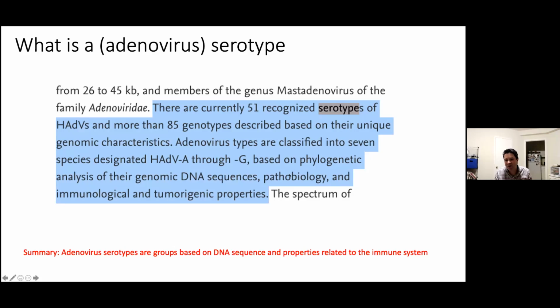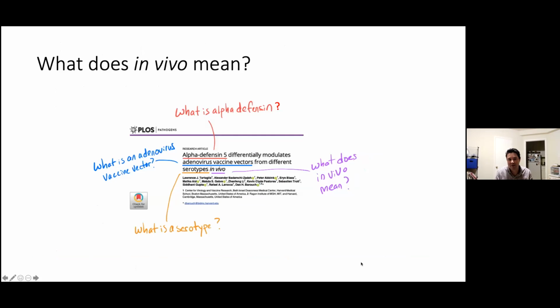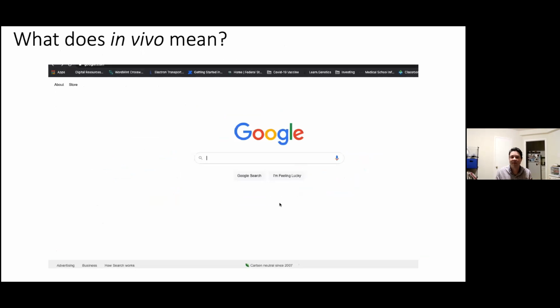And pathobiology, that might sound a little confusing, but you do know what DNA sequences are, and you have heard of the immune system before. So we can say that adenovirus serotypes are grouped based on DNA sequences and properties related to the immune system. And that's enough information for us to understand what a serotype is. And then the last question that we're asking at this point is, what does in vivo mean?